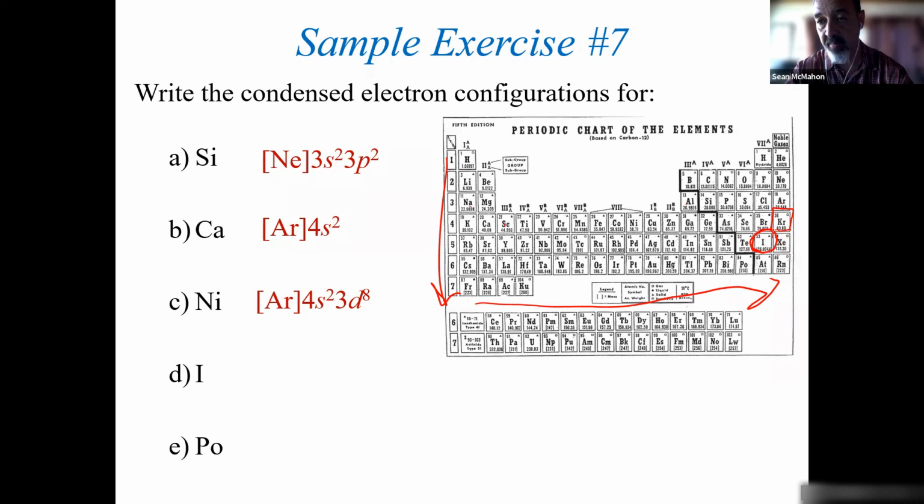So I could put krypton in brackets, and then I would write, this is the fifth energy level, 5s2, 4d10, and then 5p, 1, 2, 3, 4, 5. All right.